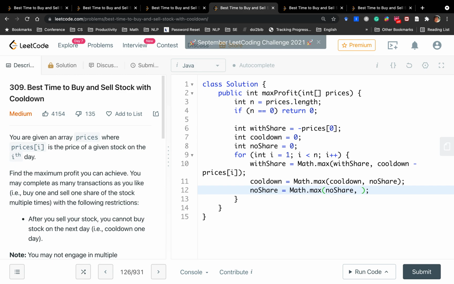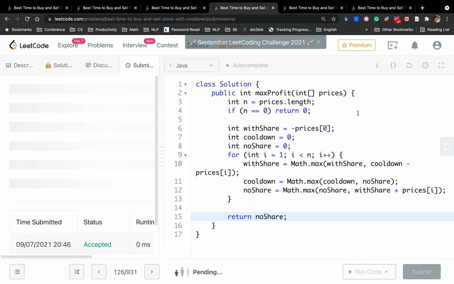No share. Yesterday no share. So yesterday no share, or yesterday with share, and today we sell it. So we plus price is I. Okay, so in the end we should return no share. That should be the largest profit.